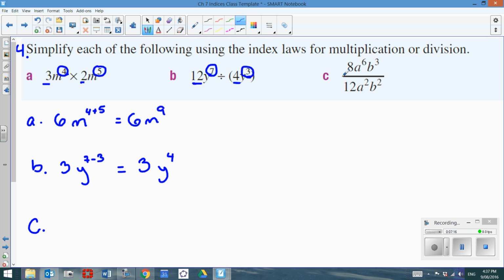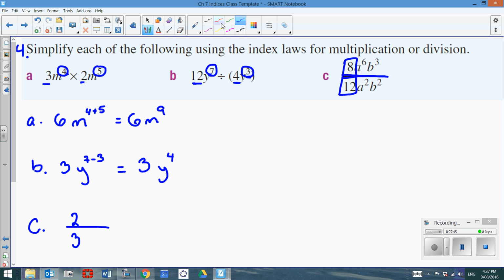Let's see what this looks like in a vertical setup. So if you set up your question vertically, I have 8 divided by 12. Well, 8 divided by 12 is what I would do with 8 divided by 12, whether it has pronumerals next to it or not. 8 divided by 12 is going to reduce down. If I divide by, let's see, 4, I'll get 2 and I'll get 3.